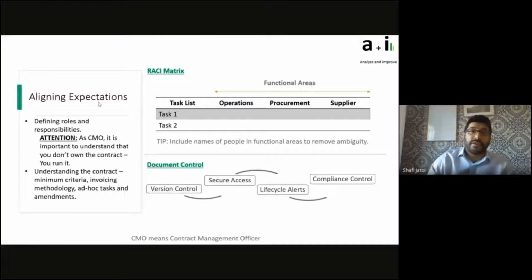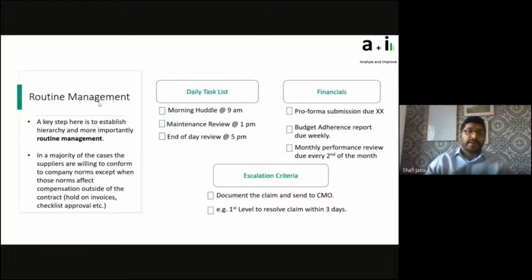Compliance control is ensuring that everything you do is auditable and documented. So in the event you need to go back to your records, everything is in order. These are critical pieces of the contract management phase here. And then going forward, you start establishing routine management. It's important to establish hierarchy in terms of how the organization functions, and then establishing routine management.